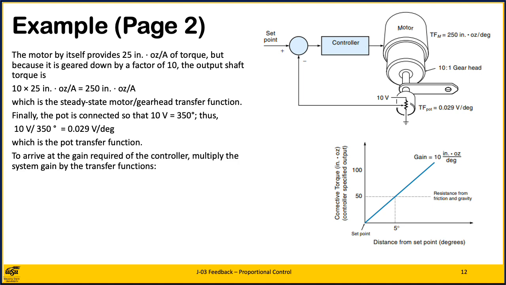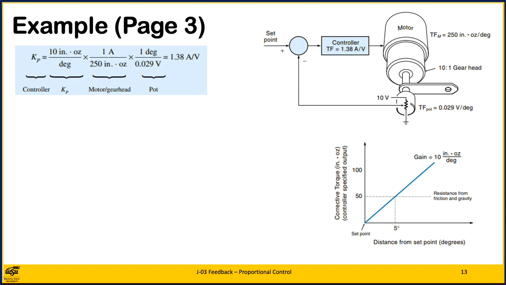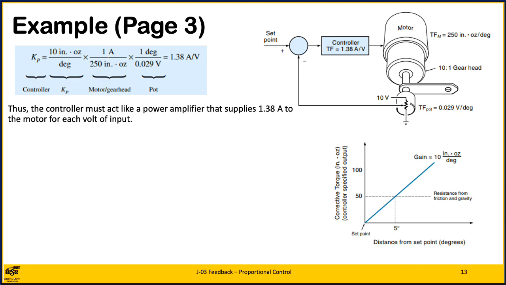To arrive at the gain required of the controller, multiply the system gain by the transfer functions, or Kp is equal to 10 inch-ounces per degree times 1 amp per 250 inch-ounces times 1 degree divided by 0.029 volts, and plug all that in and you get 1.38 amps per volt. Thus, the controller must act like a power amplifier that supplies 1.38 amps to the motor for each volt of input.